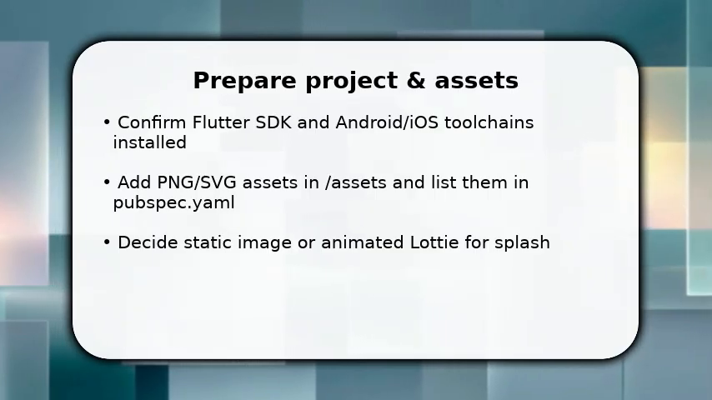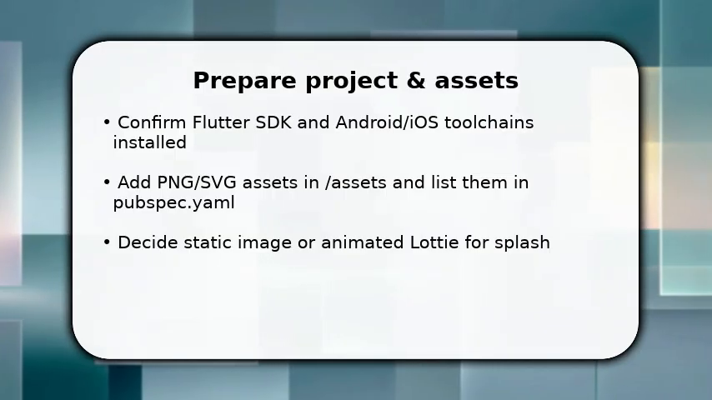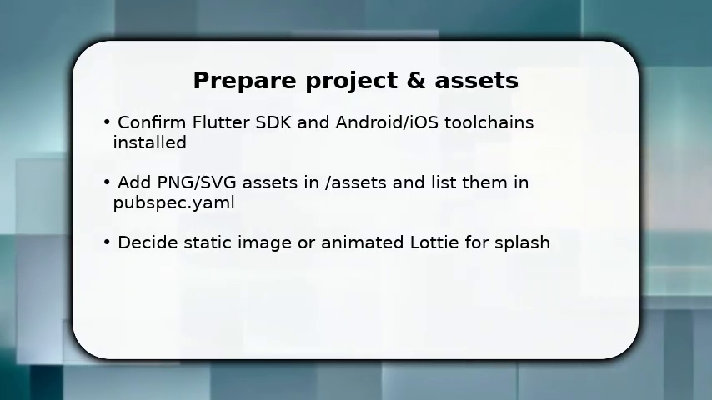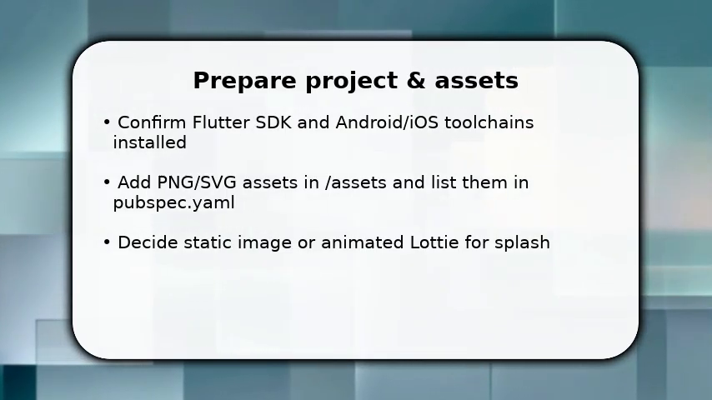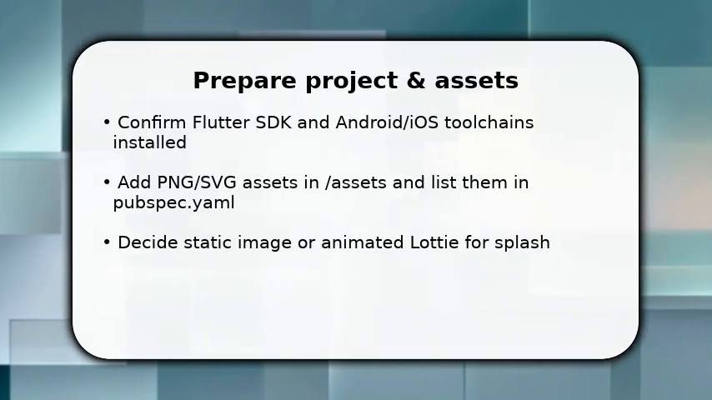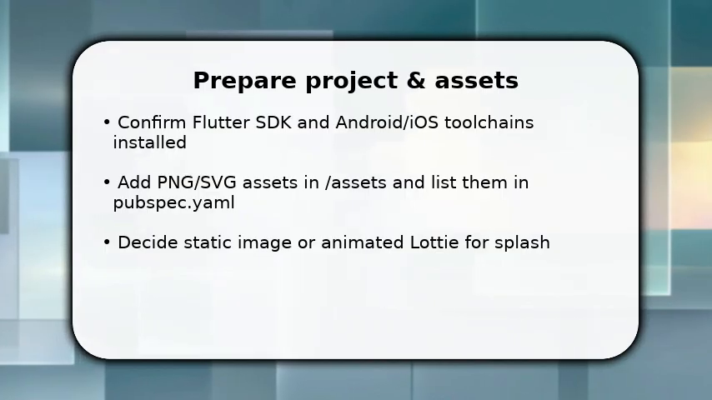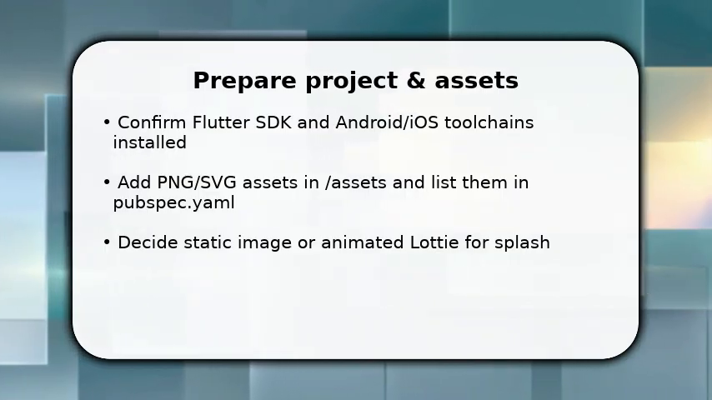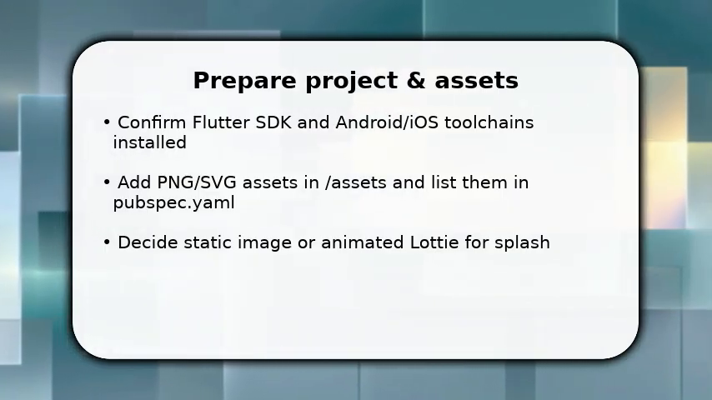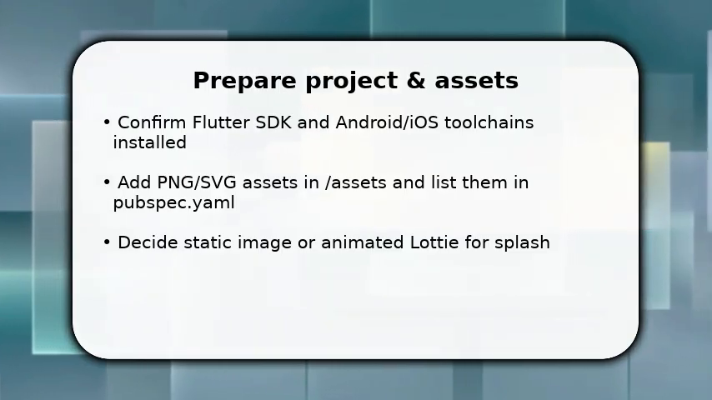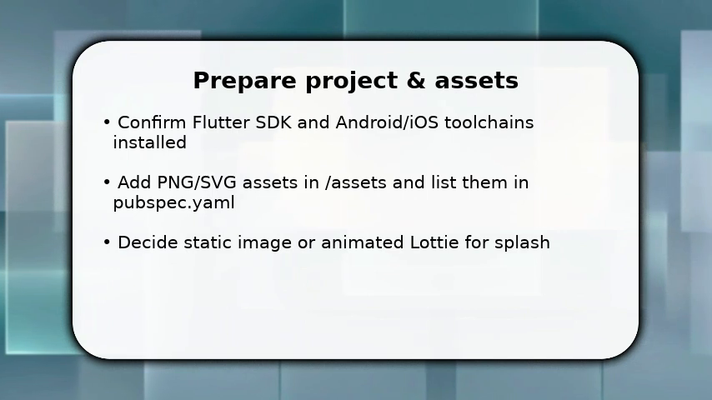You will start by preparing the project so the native launch screen can show an asset immediately. First, register your image files in pubspec.yaml and place them under an assets folder. Once done, choose whether you need a static image or an animated Lottie. Static is simpler and loads faster. Make sure Android and iOS build targets are set and that you have an app icon ready. This ensures consistent sizing and avoids layout shifts on first render.